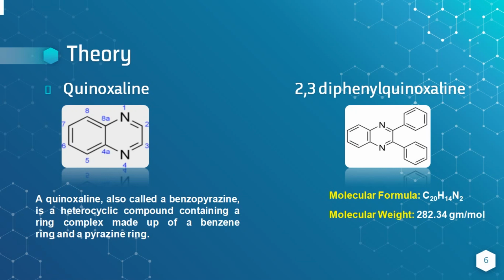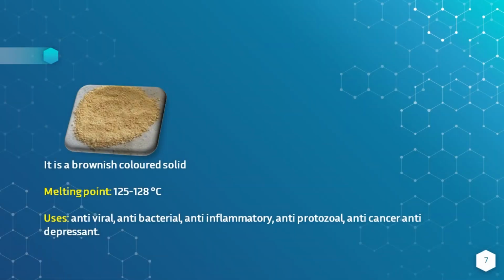So 2,3-diphenyl quinoxaline is a derivative of quinoxaline. Its molecular formula is C20H14N2 and its molecular weight is 282.34 grams per mole. As you can see in the diagram, it is a brownish colored solid. Its melting point is 125 to 128 degrees Celsius. Let us see about its uses. It is an antiviral, antibacterial, anti-inflammatory, anti-protozoal, anti-cancer and also used as an antidepressant. So you can see it has a number of uses.